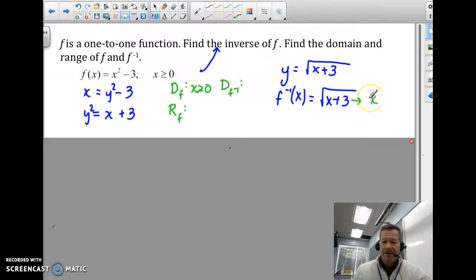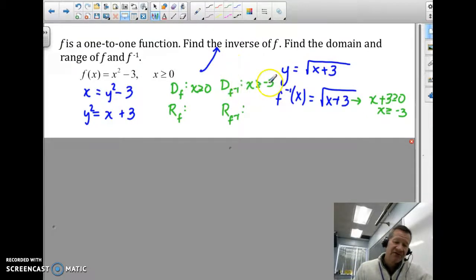Well, x plus 3 has to be greater than or equal to 0 because I can't take the square root of a negative. So x is going to have to be greater than or equal to negative 3. That would be the domain of this function. Once you know the domains, we can now tell the ranges because the domain and range are simply switched. If the domain of f inverse is x is greater than or equal to negative 3, then the range of f must be the y values have to be greater than or equal to negative 3.